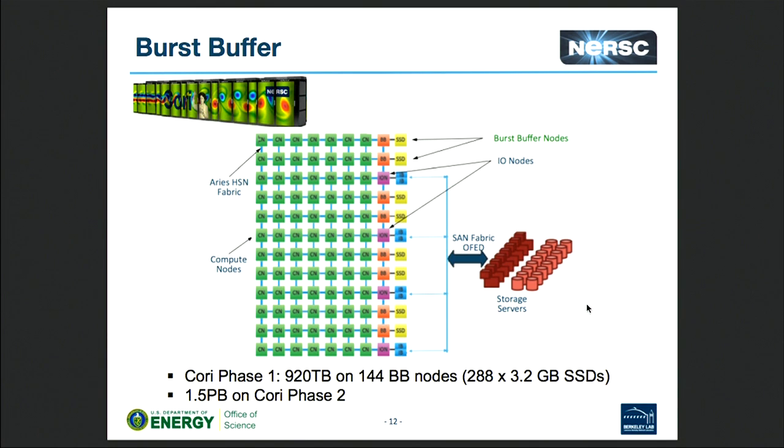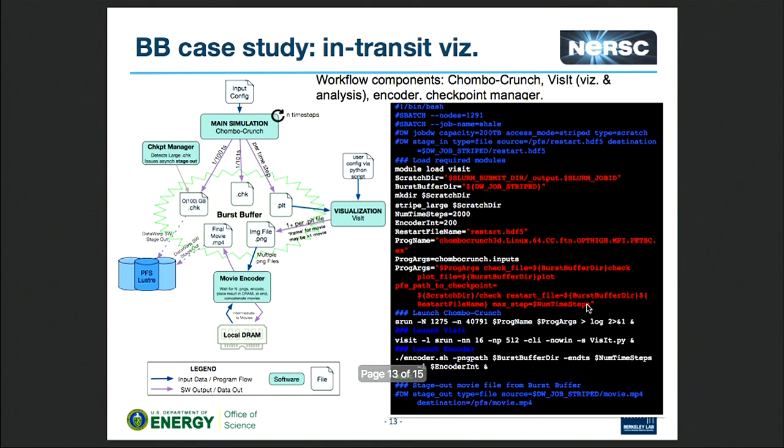And very briefly, if I have like 1 minute on burst buffer, about I/O, we're exploring capabilities of burst buffer to accelerate I/O and some complex in-transit workflows. This is just the architecture, very high level. Burst buffer nodes are integrated with compute nodes in a high-speed network. And this is our main diagram of how we use burst buffer. It's an intermediate area for exchanging files between different workflow components, like visualization by VisIt, and the main simulation code. Also there is a movie encoder.